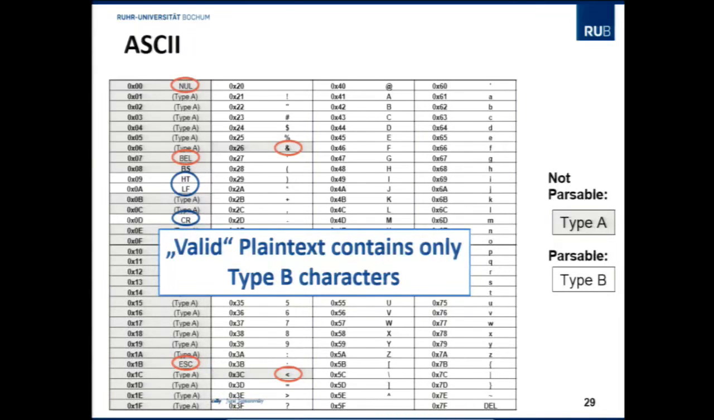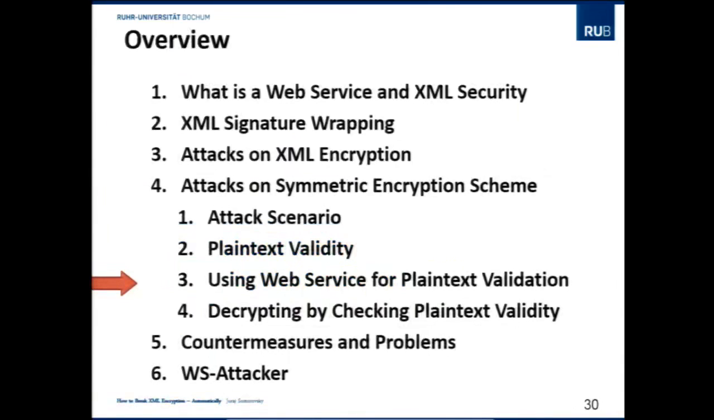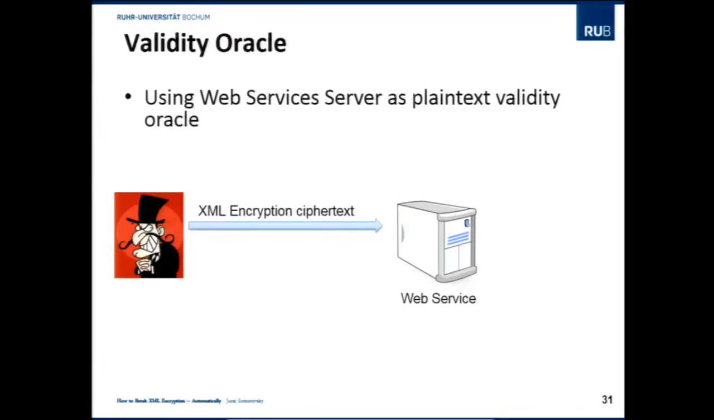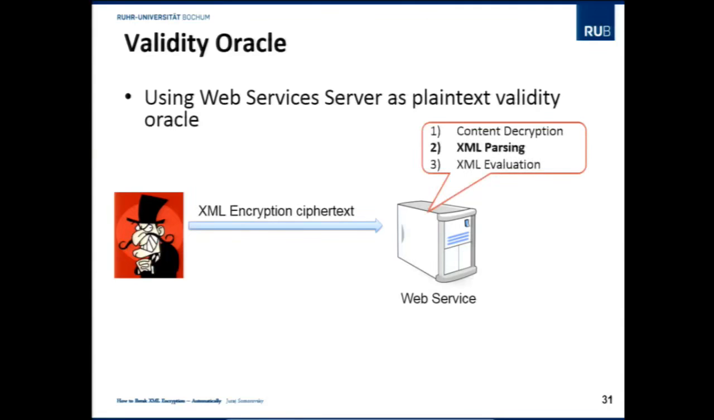So it contains only characters from the alphabet, and the web service can parse only these characters. Okay, so why can we use a web service for plaintext validation? If we send a modified ciphertext, the web service attempts to process it. It processes it in 3 steps.